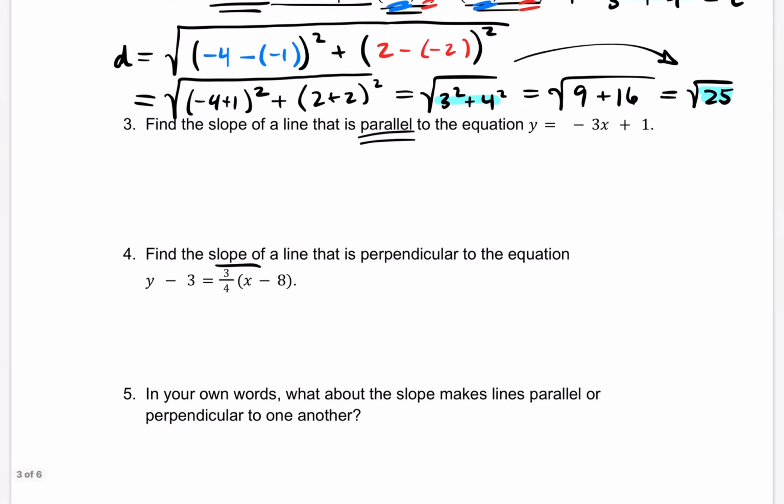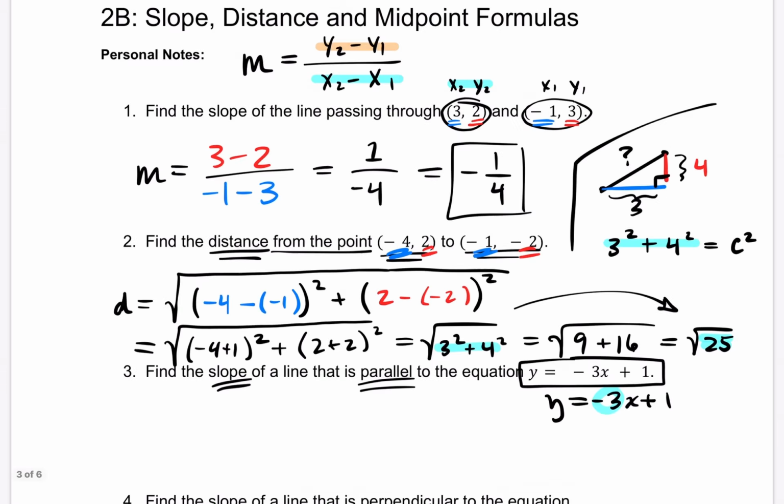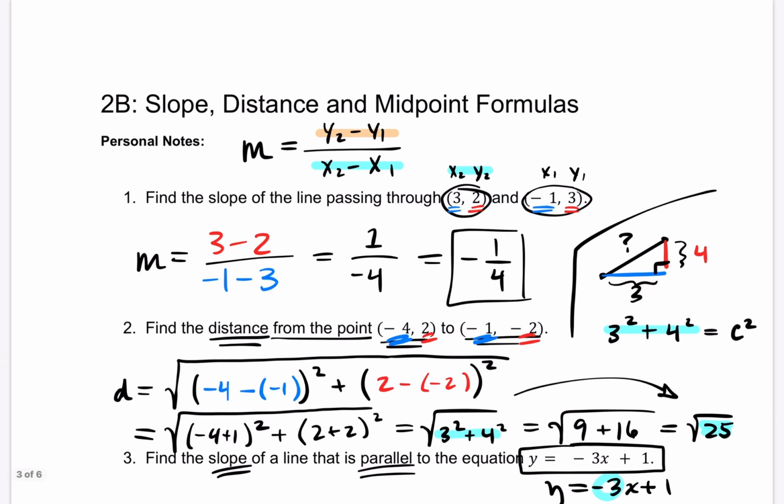For number 3, you want to find the slope of a line that's parallel to the equation y equals negative 3x plus 1. I don't know why this is so spaced out. That should not look like that. But we're looking for y equals negative 3x plus 1. Here's our line. We just want to find a line that's parallel to this one. So if we look at the slopes, and maybe something good to add to your notes, is that if lines are parallel, this means that they have the same slope, right?